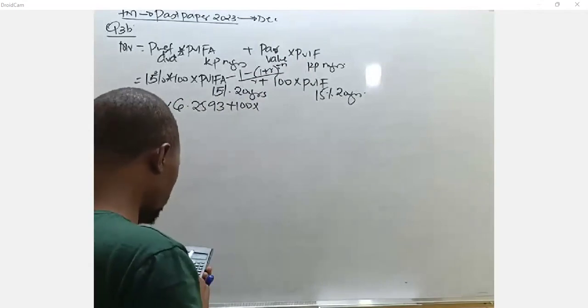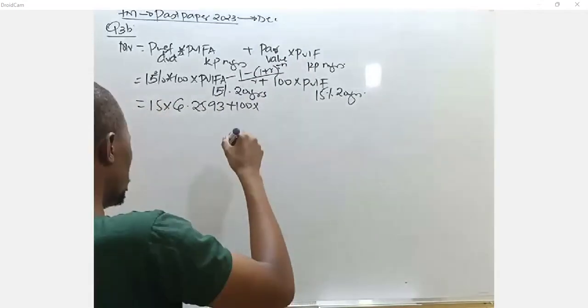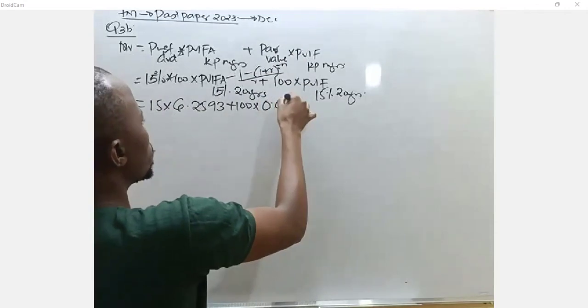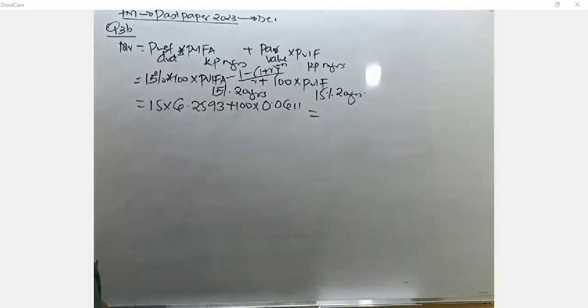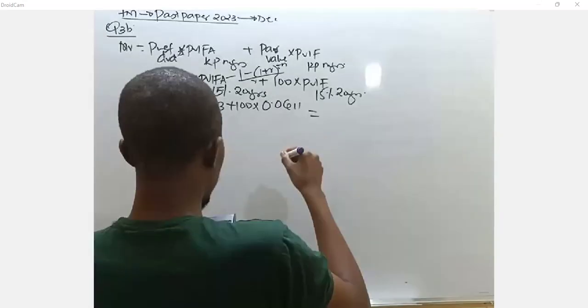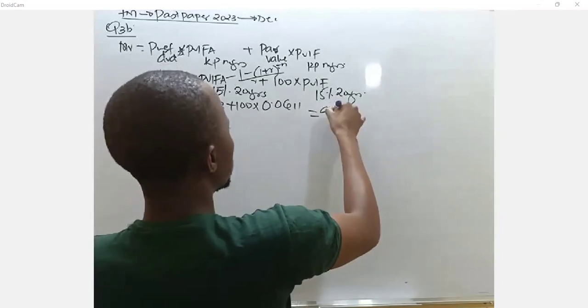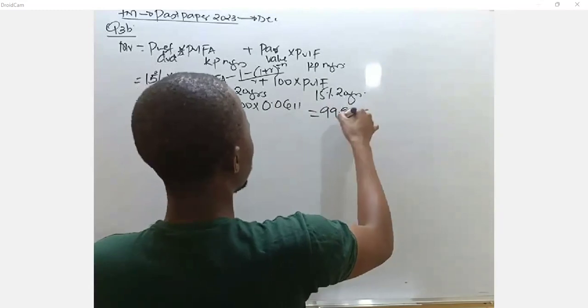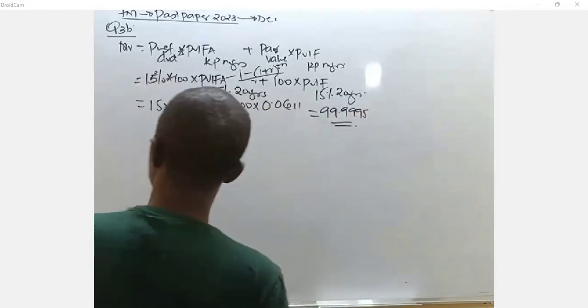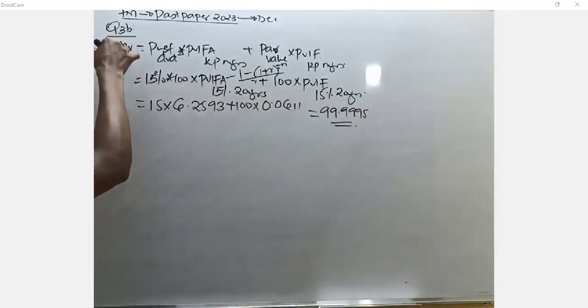1.15 raised to a negative 20, we are getting 0.0611 now. How much is this? 15 times 6.2593 plus 100, multiplied by 0.0611. We are getting 89.9995. That is the first requirement, when you are redeeming at par.